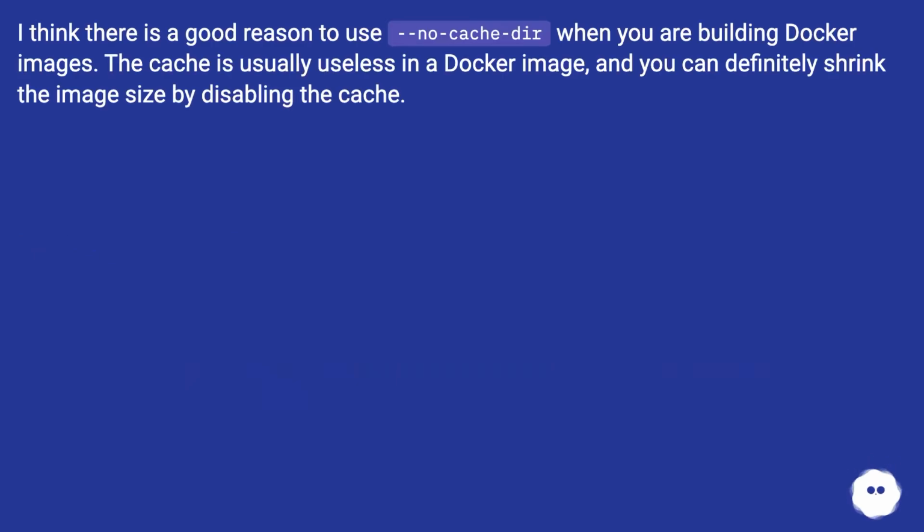I think there is a good reason to use --no-cache-dir when you are building Docker images. The cache is usually useless in a Docker image, and you can definitely shrink the image size by disabling the cache.